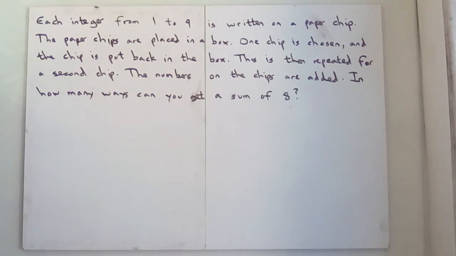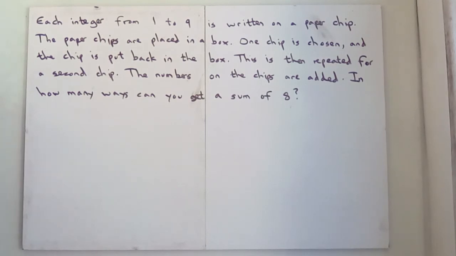Each integer from 1 to 9 is written on a paper chip. The paper chips are placed in a box, one chip is chosen and the chip is put back in the box. This is repeated for a second chip. The numbers on the chips are added. In how many ways can you get a sum of 8?